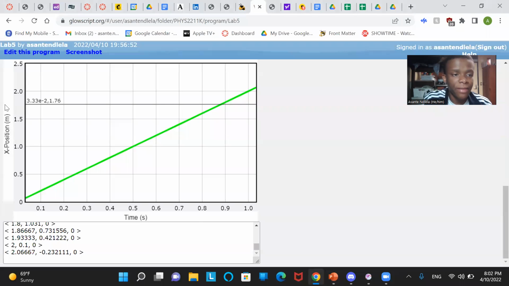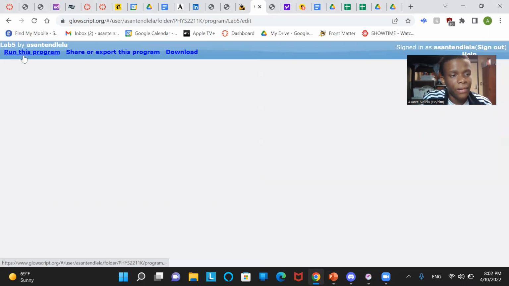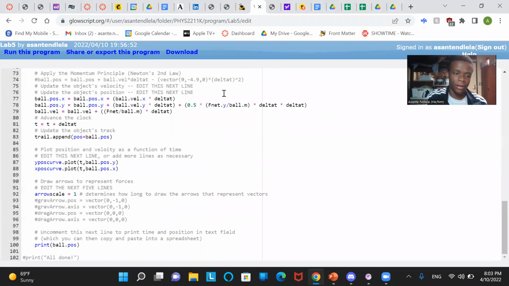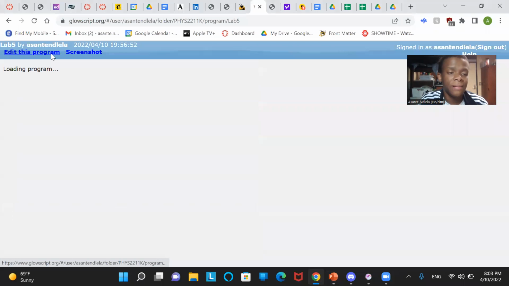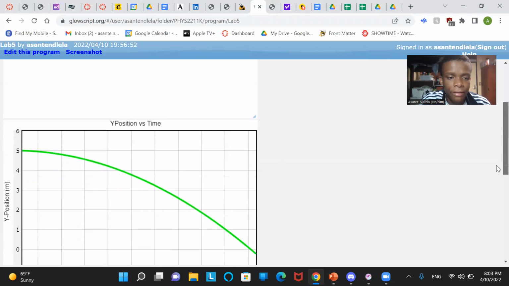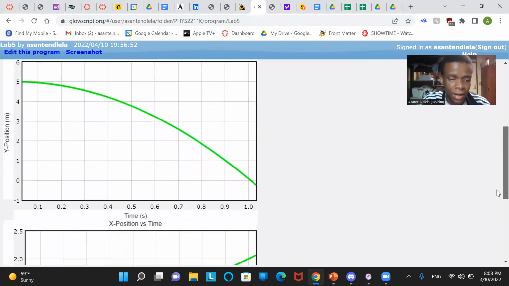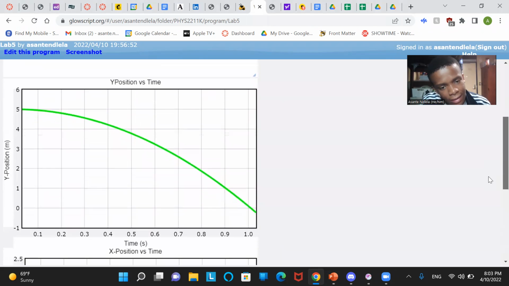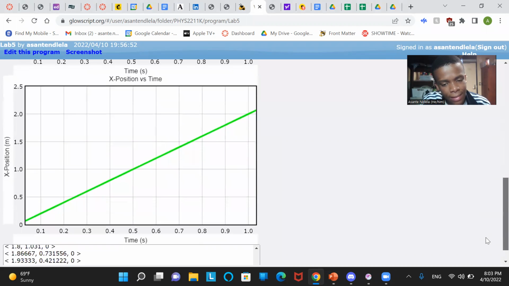And then on top of that, I wrote some GlowScript code, as you can see here, to make a computational model of this experiment. And when you run it, you get the path of the object, you get a graph of the Y position versus time, X position versus time. Here, the Y position graph is curved and X position is straight.